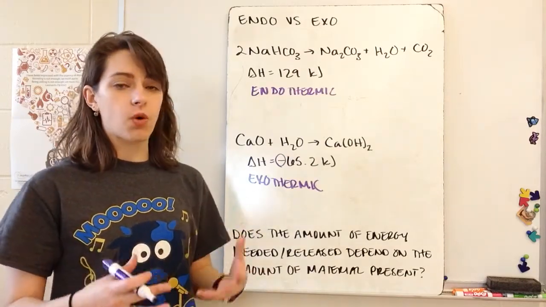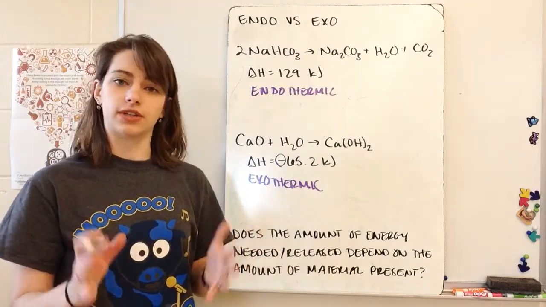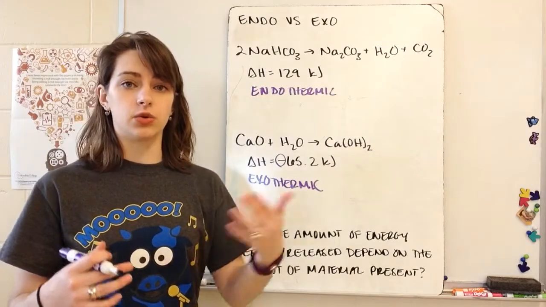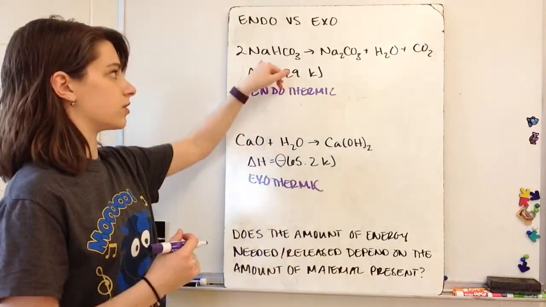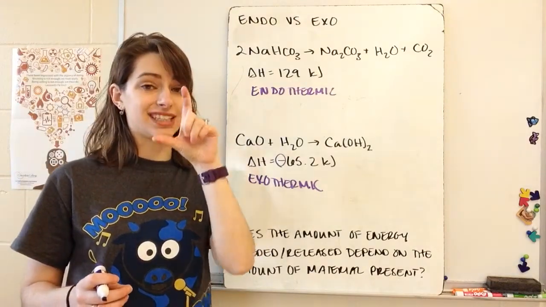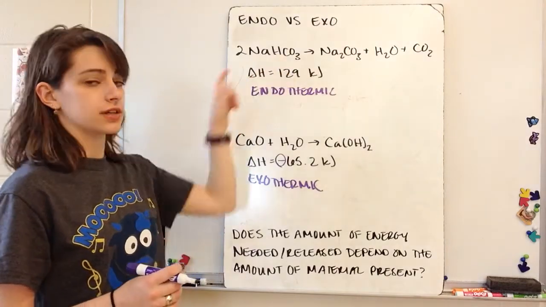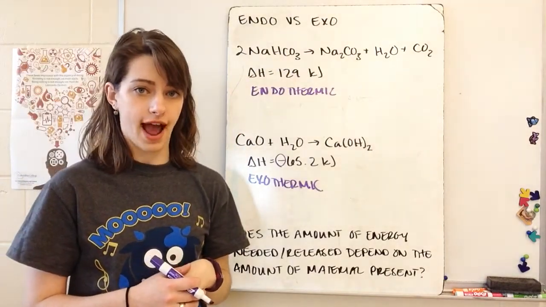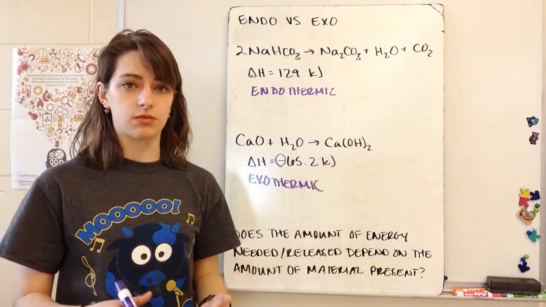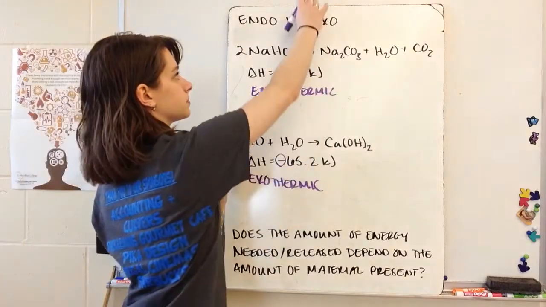If you have more stuff that you need to go through a chemical reaction, if we use our sodium bicarbonate, if we have a little bit of sodium bicarbonate versus a lot of sodium bicarbonate, it's going to take a lot more energy as we increase the amount of sodium bicarbonate that we have. So the amount of material present is definitely related to how much energy we're going to get out, and that's what we're going to look at next.